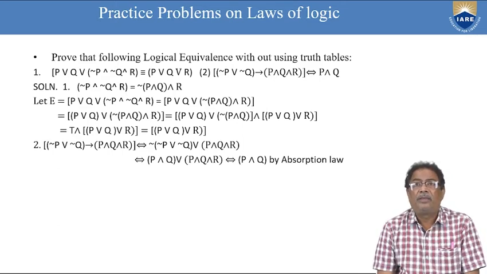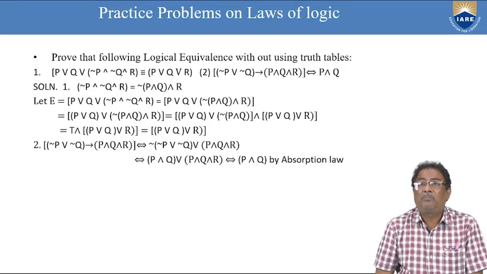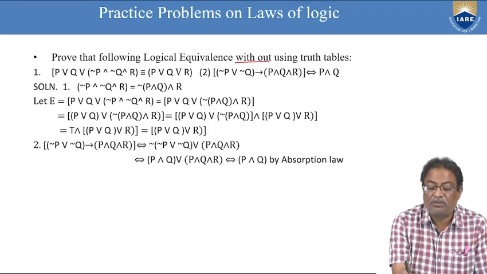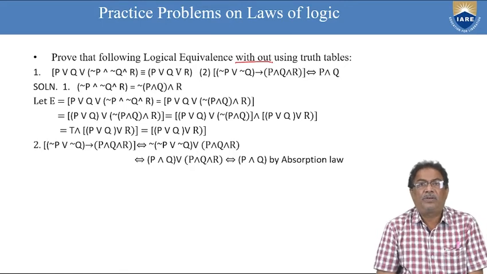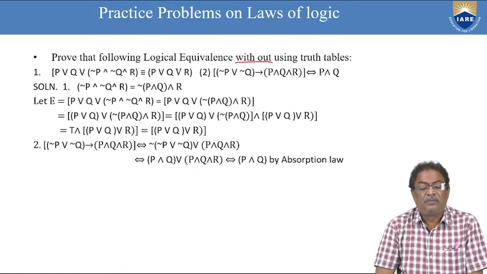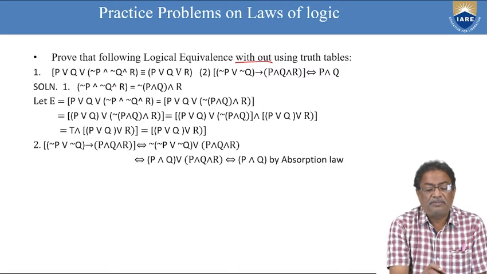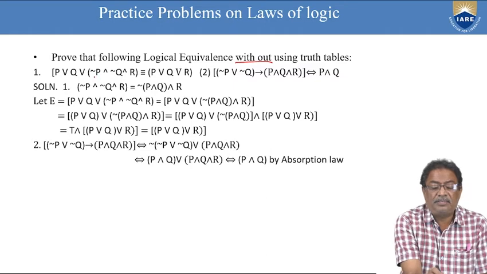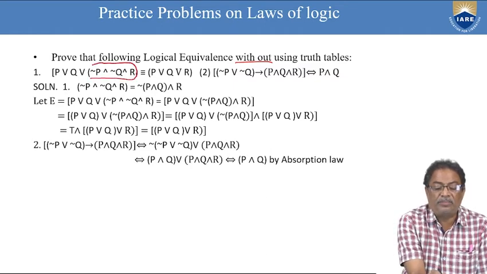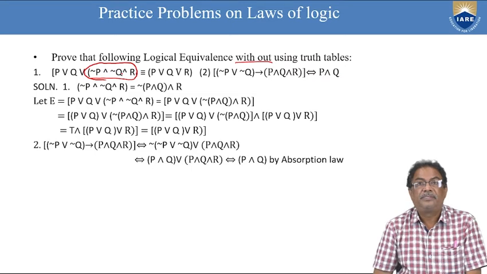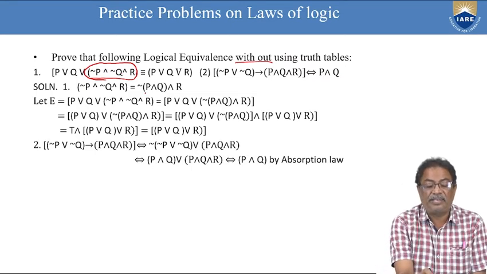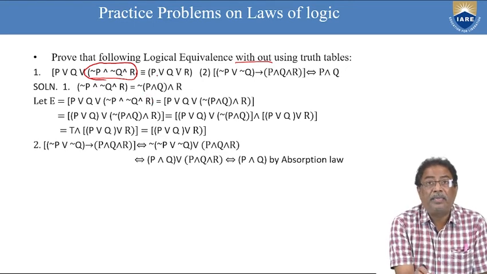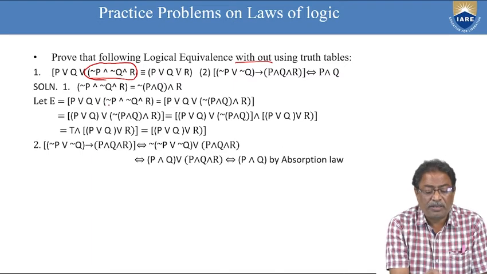Prove the following is a logical equivalence without using a truth table. So the first problem is this. For this, the first one is just this component. This one alone, I am just modifying, just taking the negation outside. Then if I take the negation outside, it will become P, R, Q.